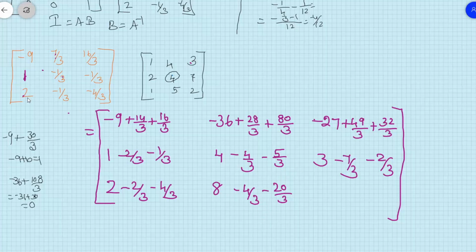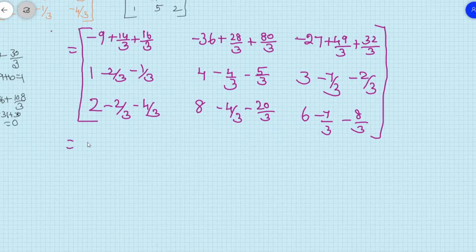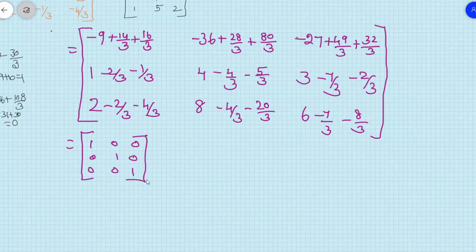Then the final element will be final row, third row into final column, that is the third column, 2 into 3, 6, minus 7 by 3, minus 4 by 3 into 2. So if we add this, minus 15 by 3, that will be minus 5. 6 minus 5 is 1. So the final answer that we are getting here is the identity matrix, that is 1 0 0, 0 1 0, 0 0 1. So the answer is correct.